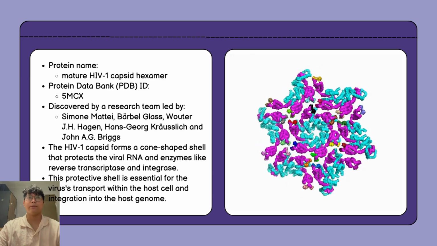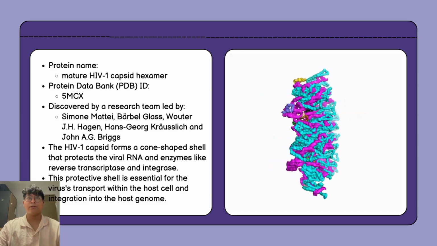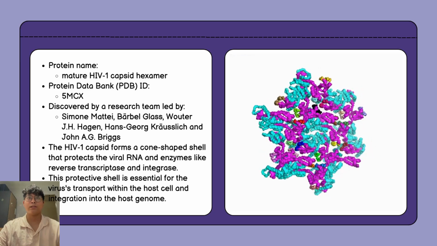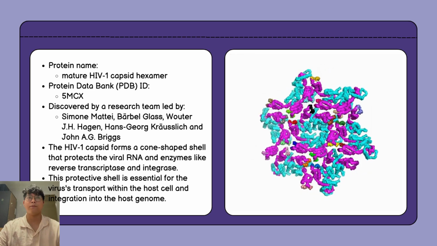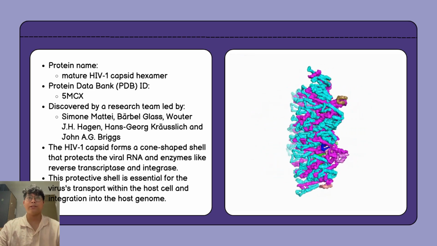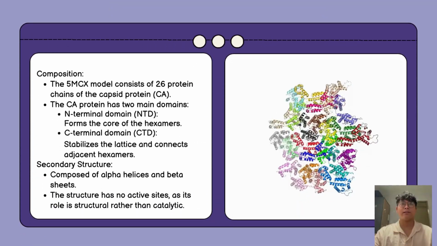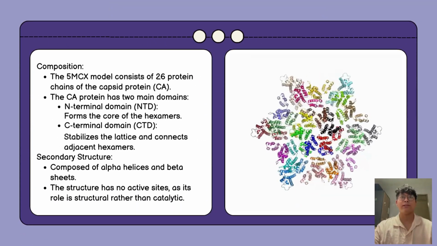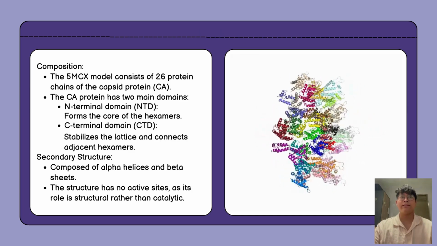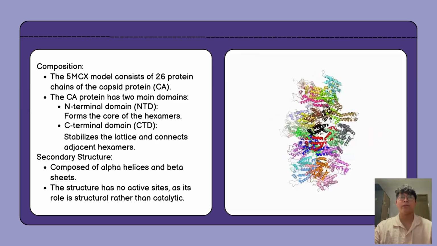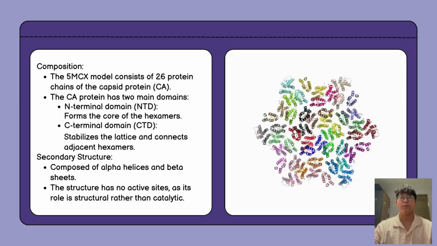It was discovered by a research team whose work was published in 2016, and it provided high-resolution insights into the architecture of the HIV-1 capsid, advancing our understanding of its role in viral replication and potential therapeutic targeting. The 5MCH structure consists of 26 protein chains, all forming part of the capsid protein, or CA. These chains are arranged to create the hexameric and pentameric units essential for the conical shape of the HIV-1 capsid.